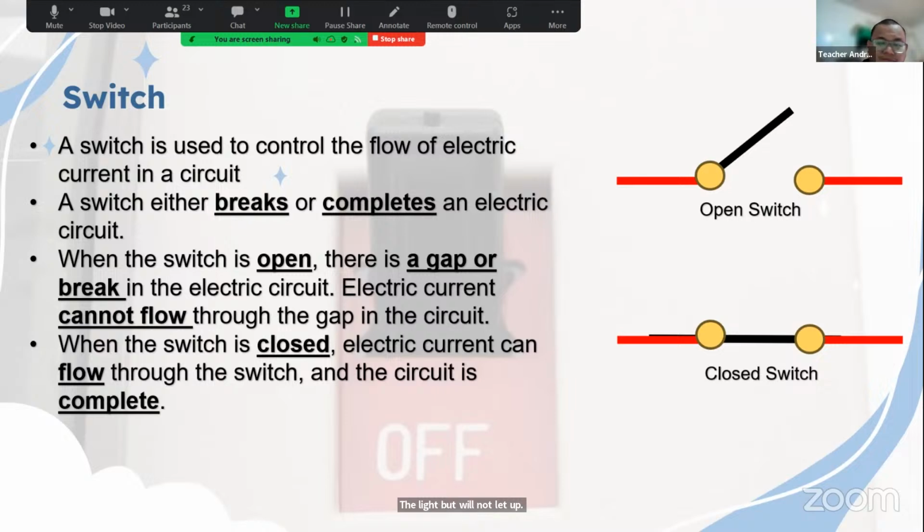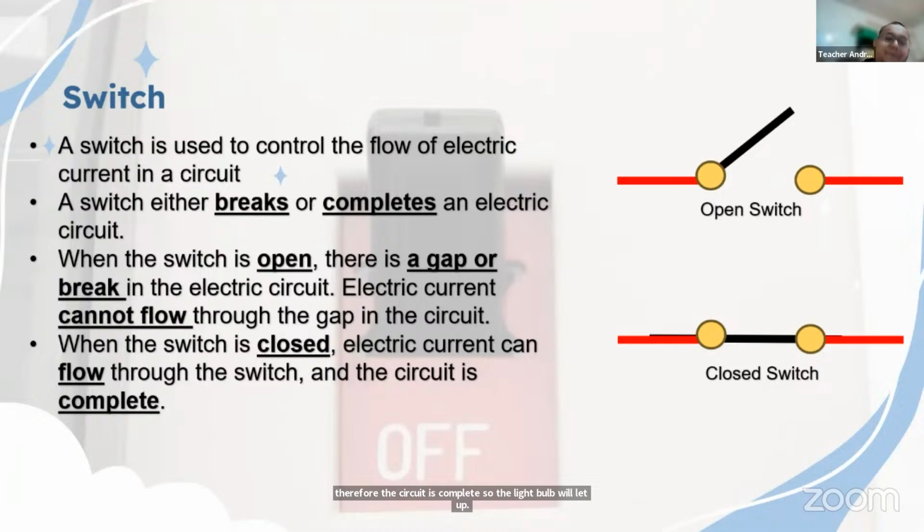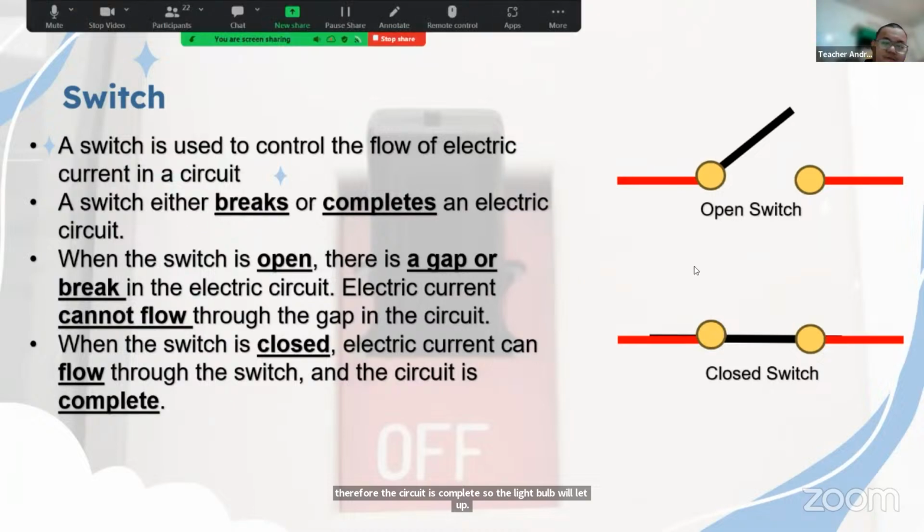However, if I were to close the circuit like this, with the closed switch, the current can actually flow through the switch and therefore the circuit is complete, so the light bulb will light up. This is how we determine whether we should open or close. When we open, the bulb won't light up. When we close the switch, the bulb lights up. All right.